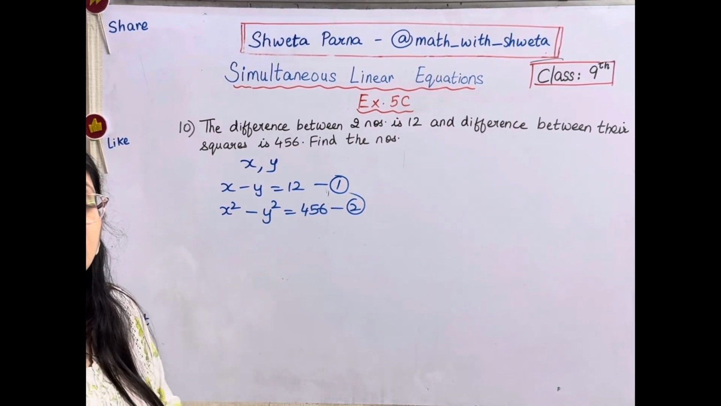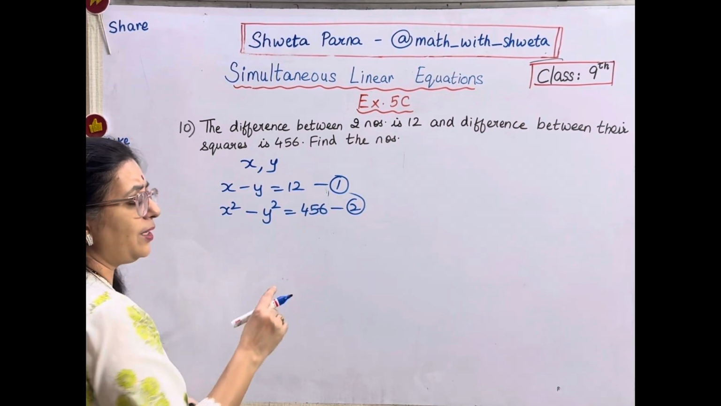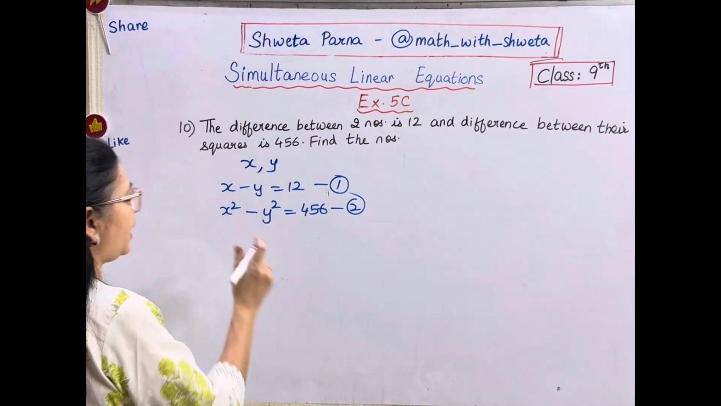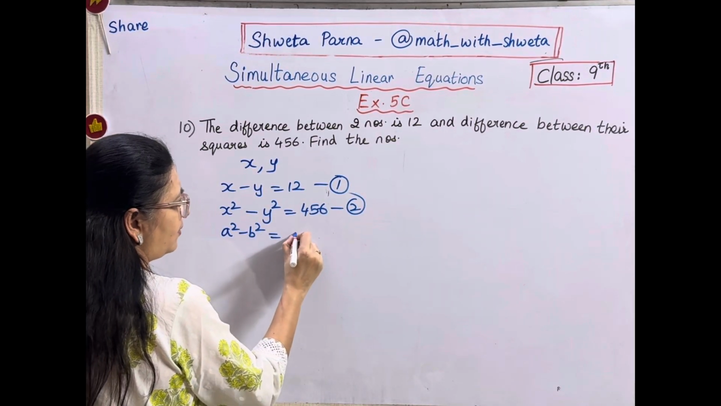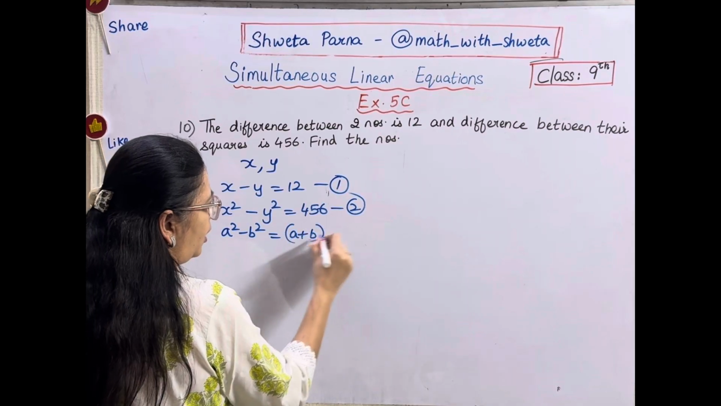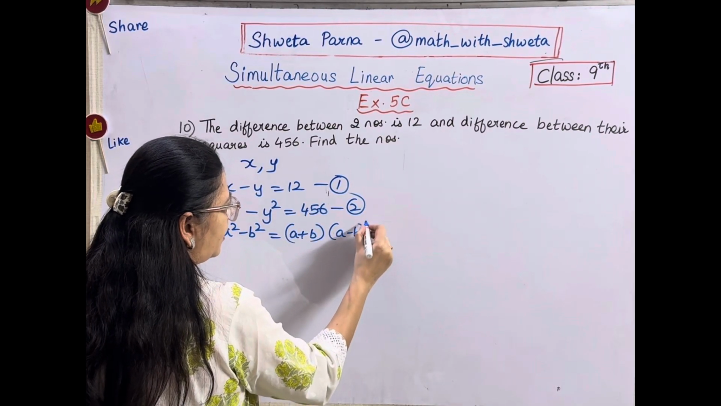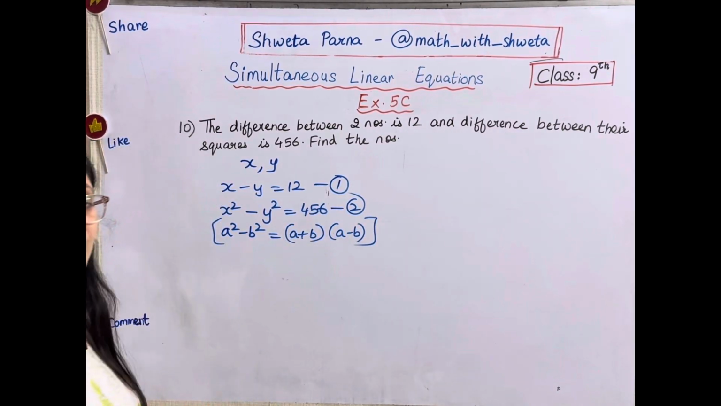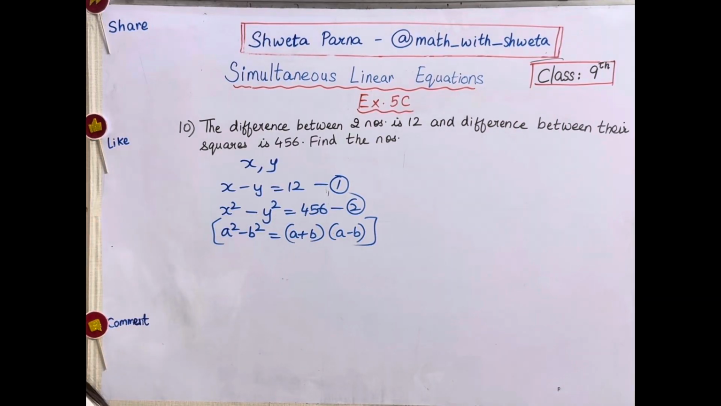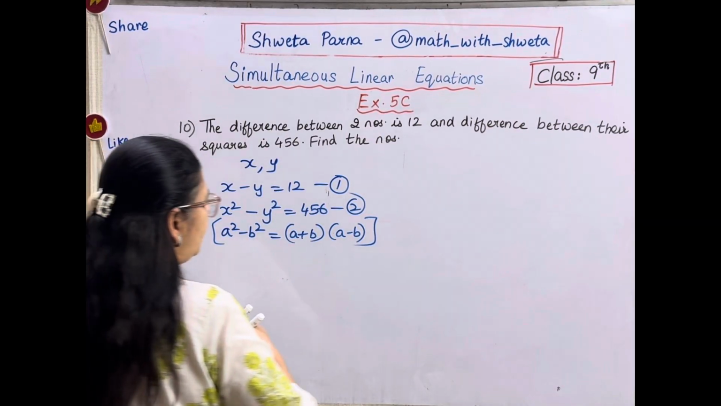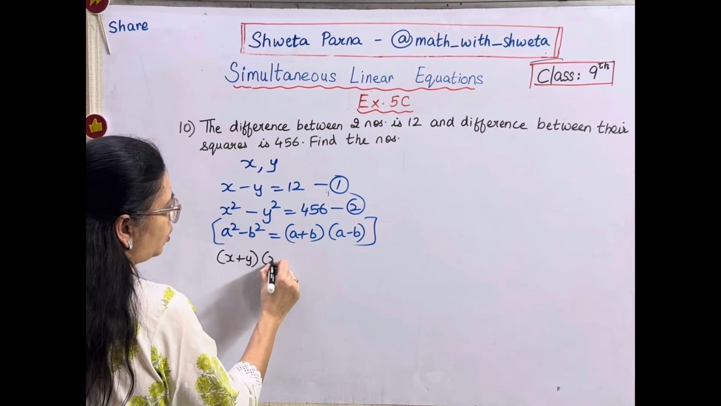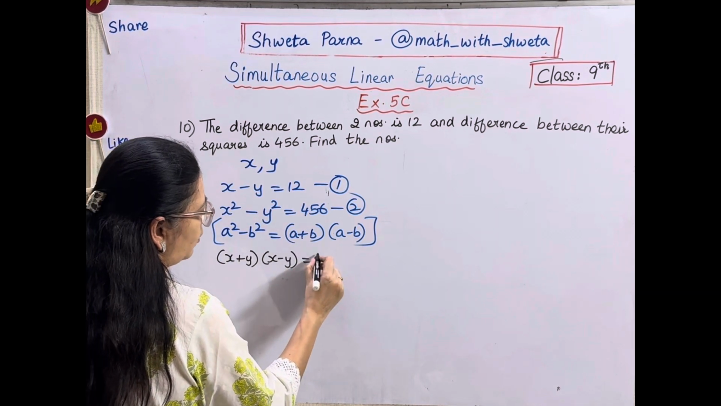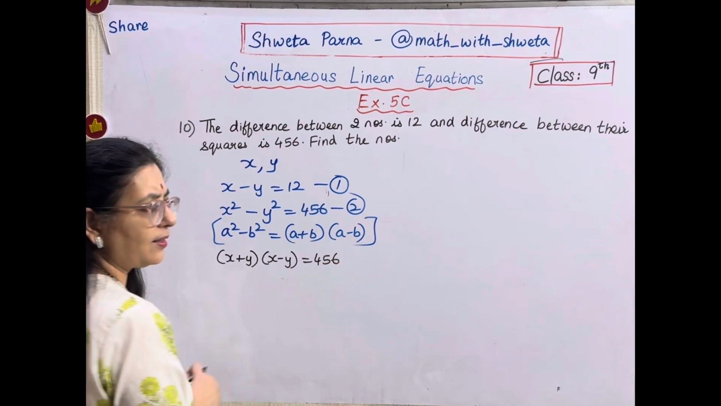So we have to use the identity over here. What is a square minus b square? It is a plus b into a minus b, correct? We are going to make use of this identity over here, okay? So this will become x plus y into x minus y is equal to 456.